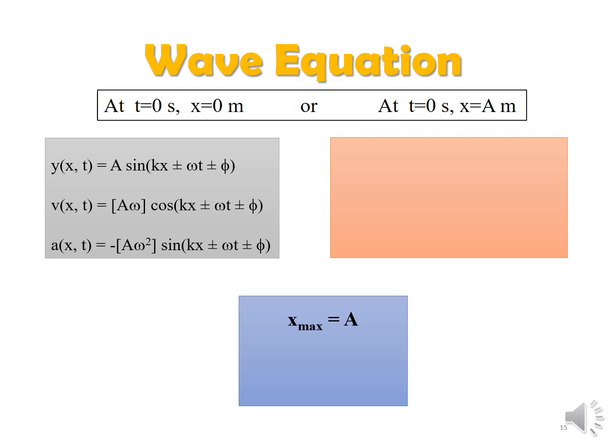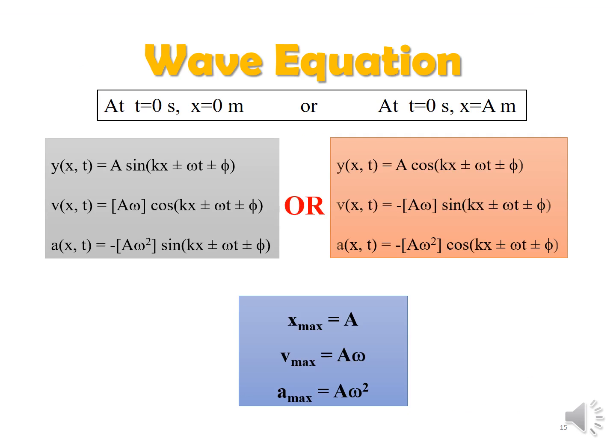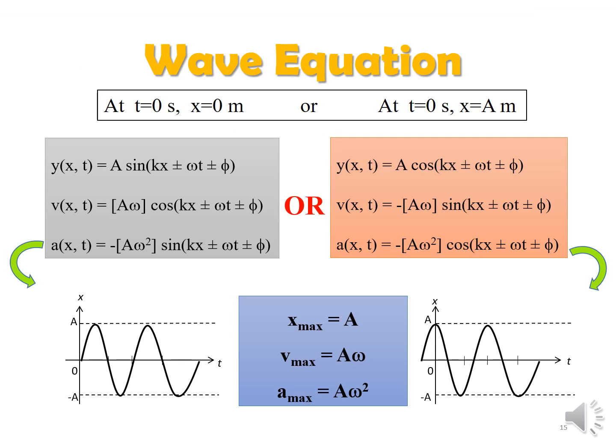This is a summary of the wave equation. There are 2 summaries. The first one, at t equal to 0 seconds, x equal to 0 meters, the equation is y of x and t equal to A sine kx plus or minus omega t plus or minus psi. Remember, plus or minus represents whether the wave travels to the right or to the left.